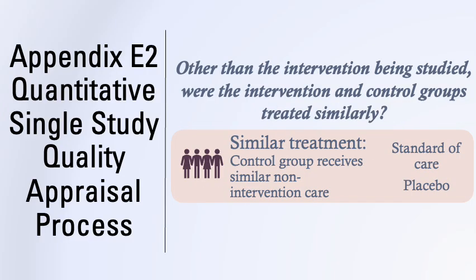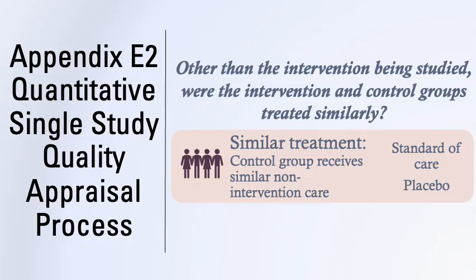Next, we will look at question 11a. Quality appraisal question 11a in the methods section of a quantitative study asks, other than the intervention being studied, were the intervention and control groups treated similarly? Well, this question does not start with the phrase, if applicable. This question is only applicable if the study is a control trial, because the question is asking about the control group. This question is applicable to both control trials with and without randomization. If the study is not a control trial, mark this question as not applicable and move on.